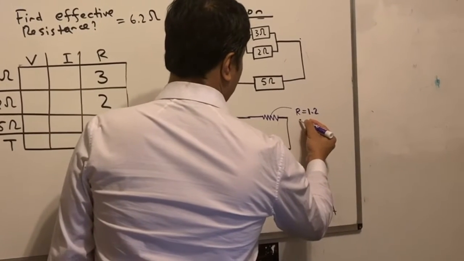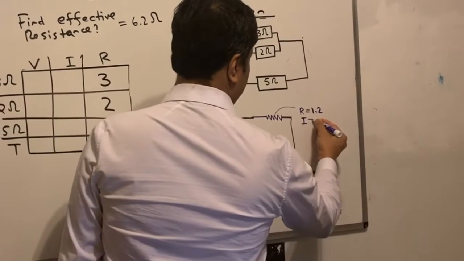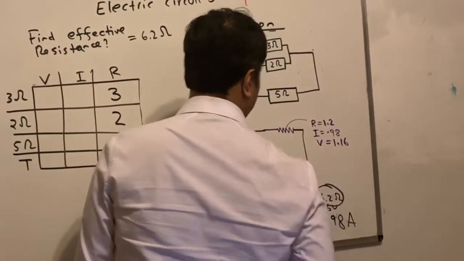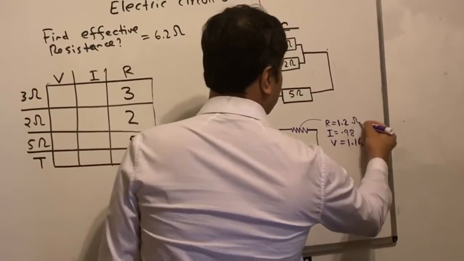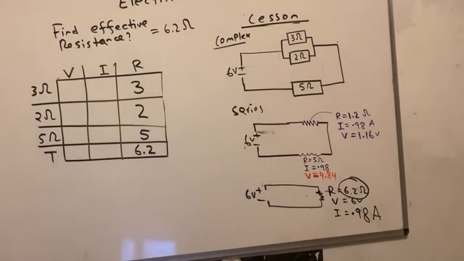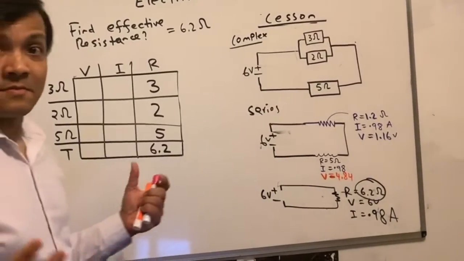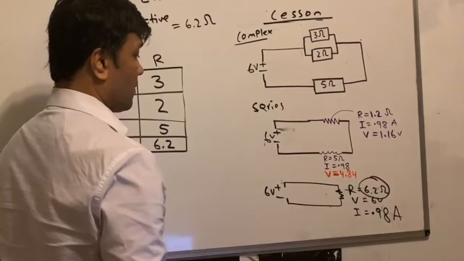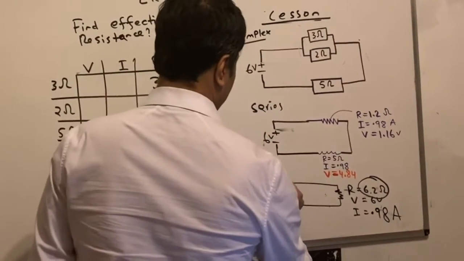Voltage. We don't know voltage, but we know current. 0.98. 1.16. Yeah. Good. And I didn't just work that out. I just double checked. Okay, very good. Now what is the final step? The final step is going from simple to complex.